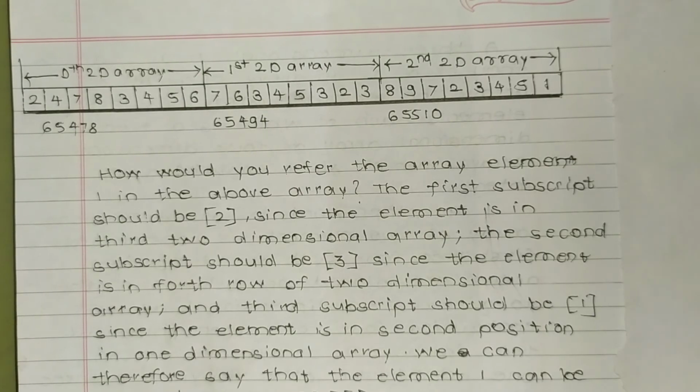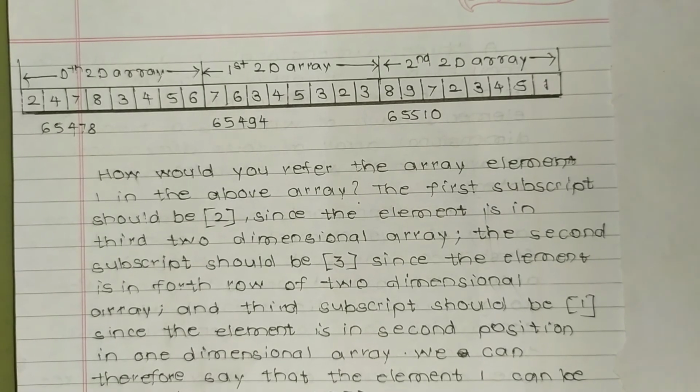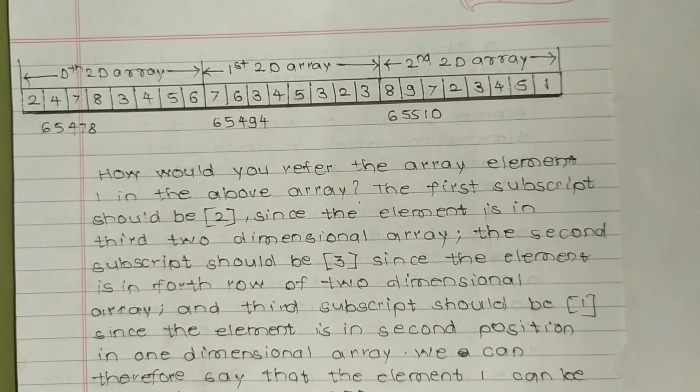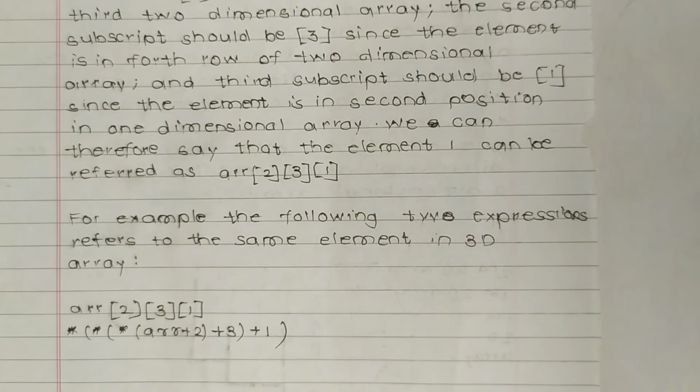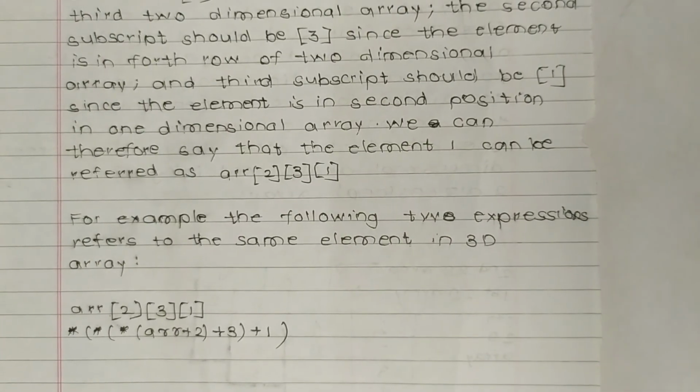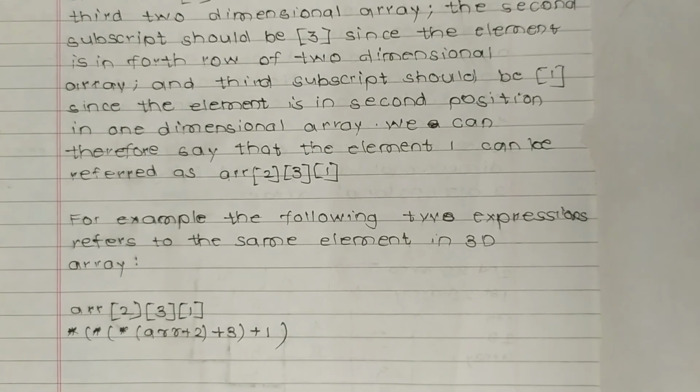How would you refer to the array element 1 in the above array? The first subscript should be 2, since the element is in the third two-dimensional array. The second subscript should be 3, since the element is in the fourth row of the two-dimensional array. The third subscript should be 1, since the element is in the second position of the one-dimensional array. We can therefore say that the element 1 can be referred to as arr[2][3][1].